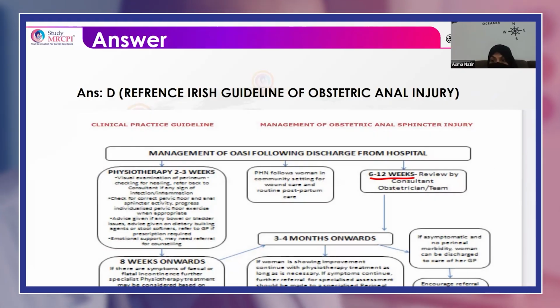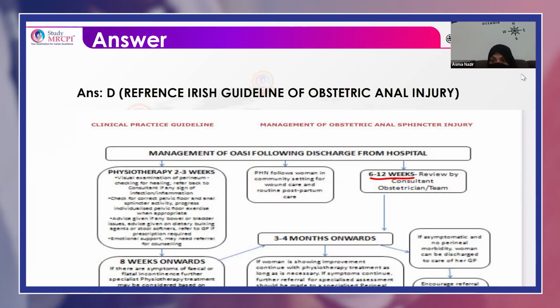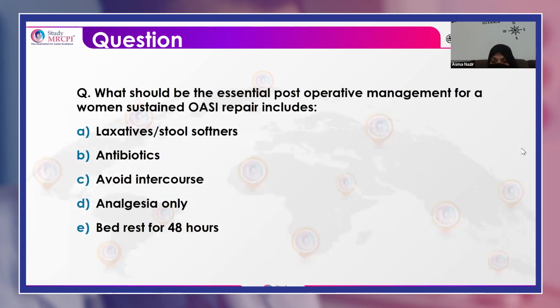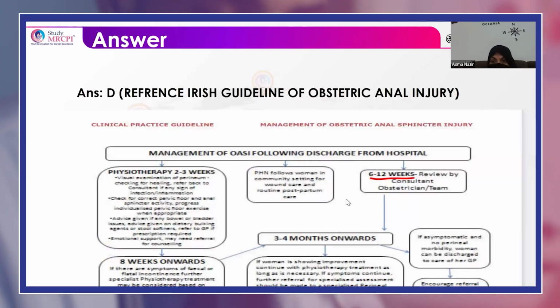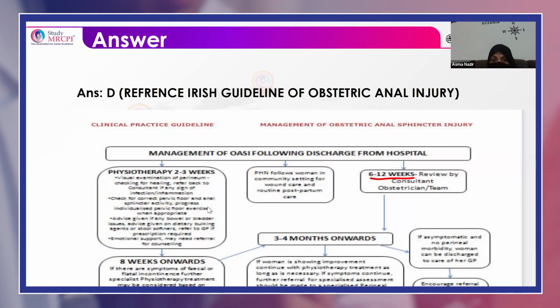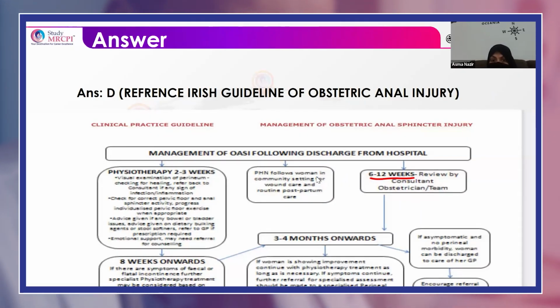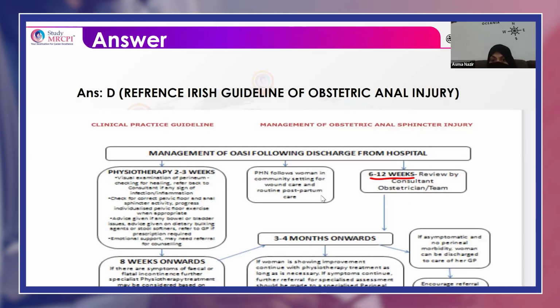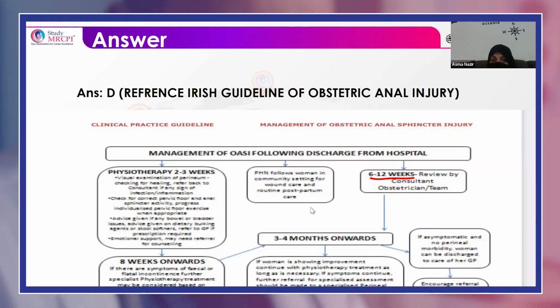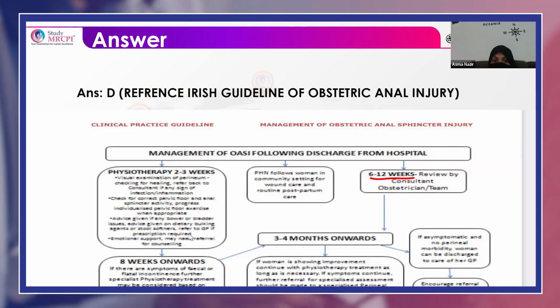This is the flow chart, which is very important to have a look at. It tells us when we have to follow up the patient. This is the management of obstetric anal sphincter injury following discharge from the hospital. The public health nurse should take care of the woman's wound care and routine postpartum care. She should visit the patient by 2 to 3 weeks and ask about symptoms.